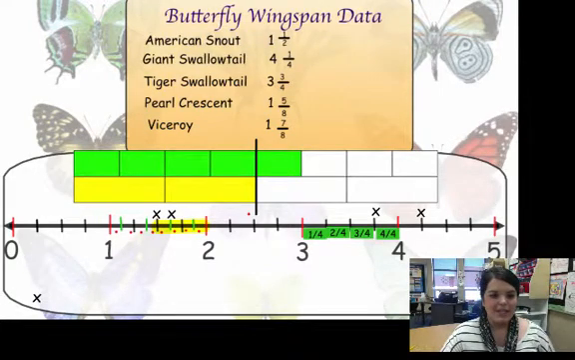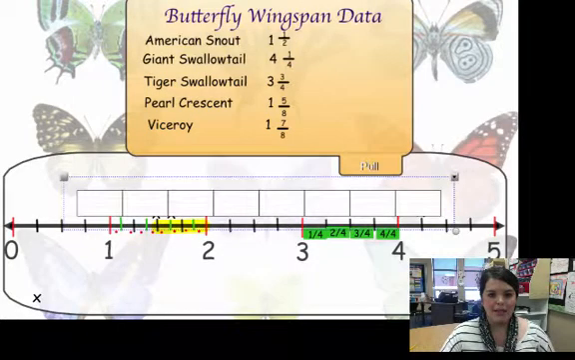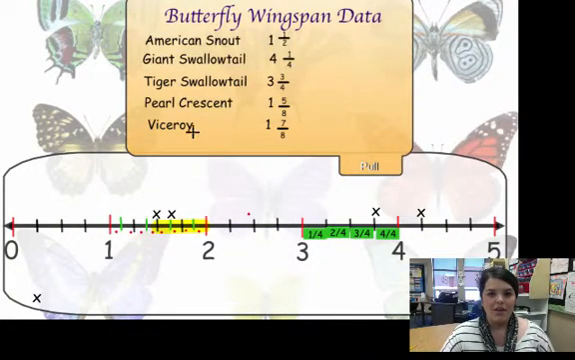All right, let me clear some of the information off the screen and get back to placing a few of our last butterflies. So we have one butterfly left, and that's the Viceroy. The Viceroy butterfly, this is just a test if you understand breaking it up into eighths. Where would 1 7/8 be?